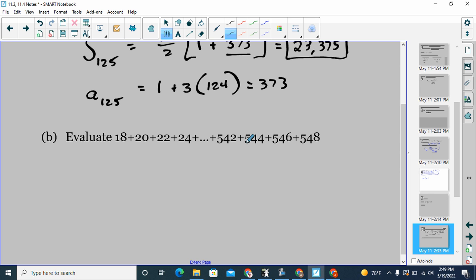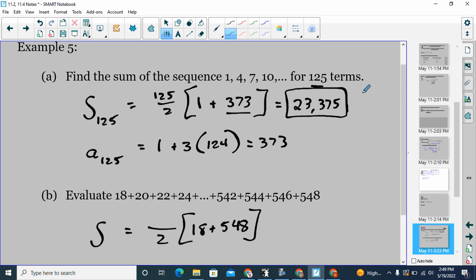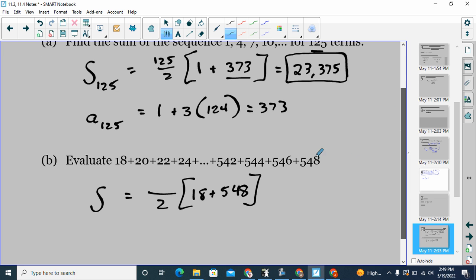We do have an arithmetic series, so let's use the arithmetic series formula. Sum of an arithmetic series is n over 2 times the sum of the first term and the last term. And the problem is this one doesn't tell me how many terms I have. The previous problems told me how many terms I need to add up. This one, I don't know how many are in there, but we can figure out what n is.